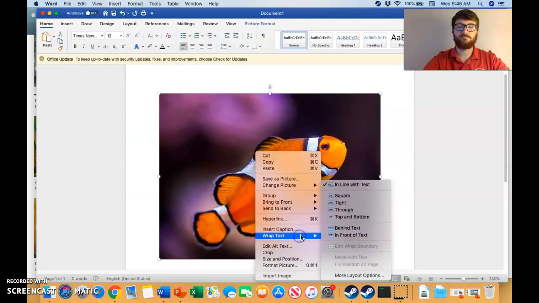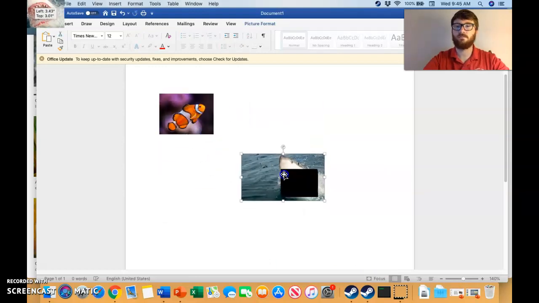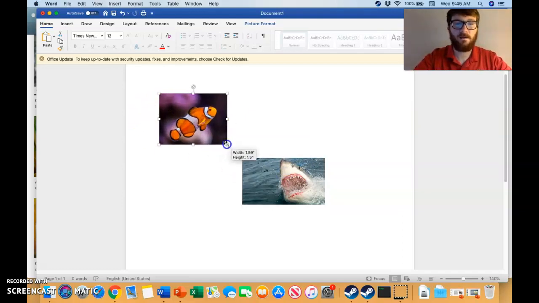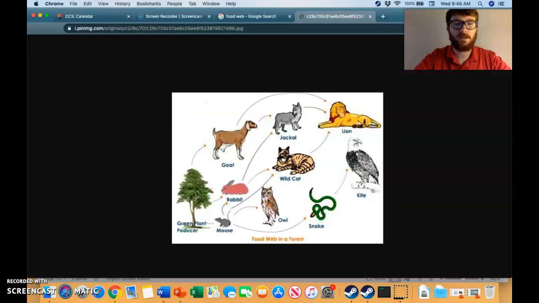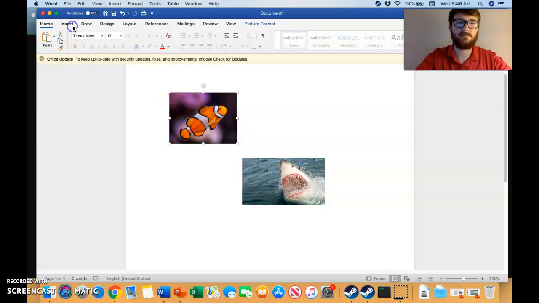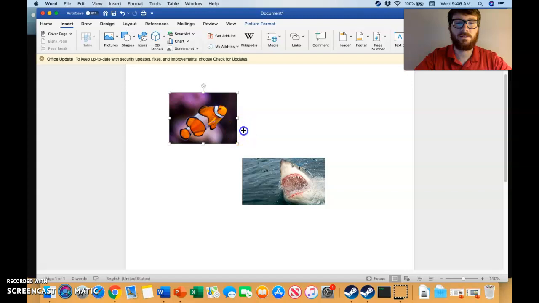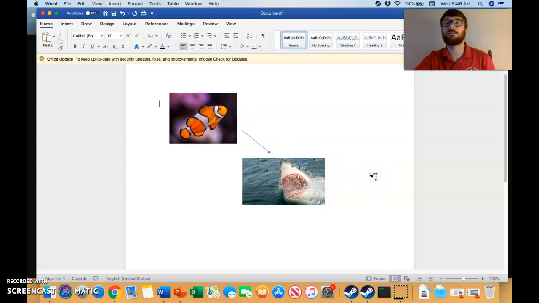Thankful for my wife who's answering all my Skype calls today. Anyway, so I have the fish here, the shark here, and according to our diagram, we draw the arrow to what is going to eat the other thing. And so I'm going to draw the arrow to the shark. There you go. And now I have 2 things in my food web.